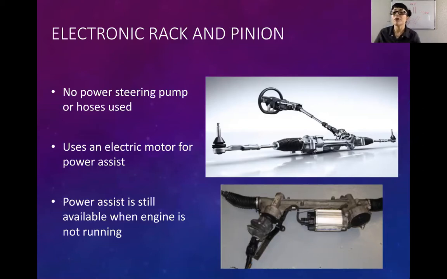Instead of using fluid and a hydraulic piston moving back and forth, or a rotary control valve that's allowing fluid to move things in one direction or the other, instead we use an electric motor for power assist. There are a couple different designs here, so the top and bottom picture here are actually pretty similar. Sometimes I have a motor that is directly on the steering column. In these two pictures, we have an electric motor that is down on the rack itself. So it can be either or.